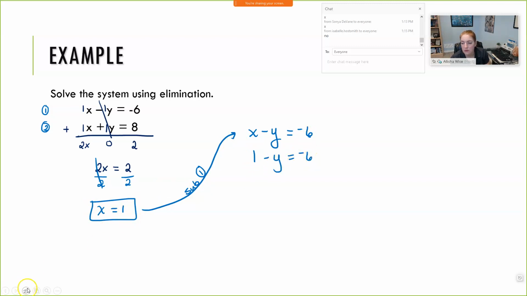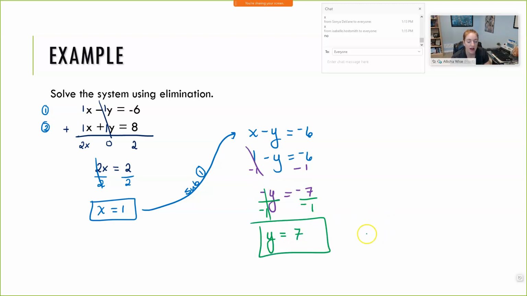So I'm going to go ahead and subtract 1 from both sides. This is negative y equals negative 7. Now the y is not by itself. I still need to divide by that negative in front. So I need to divide both sides by negative 1. That becomes a positive y and a positive 7. So this would be our final answer. One comma 7.